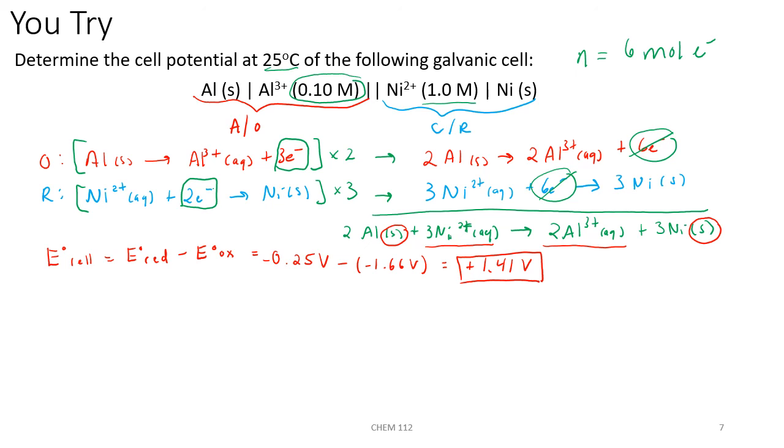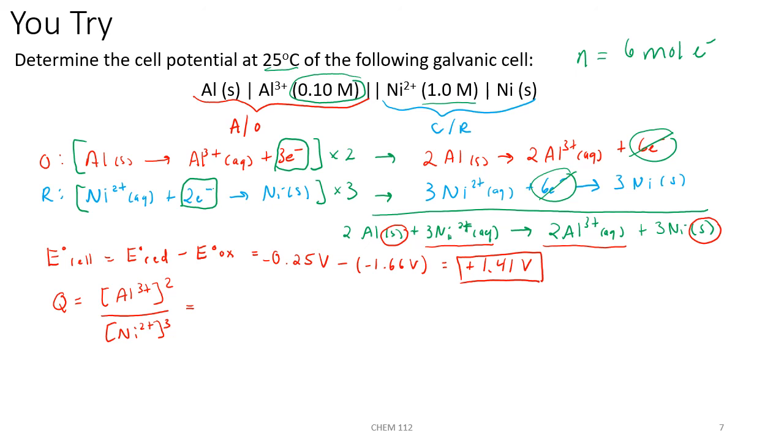All right, next let's calculate Q. So the next thing we're going to need, our reaction quotient. So looking at our overall balanced equation, we're going to have our products over our reactants. The only product being included is the aluminum 3+ ions, and that's going to be squared over our reactant, our nickel 2+ ions, and the concentration of those is going to be cubed.